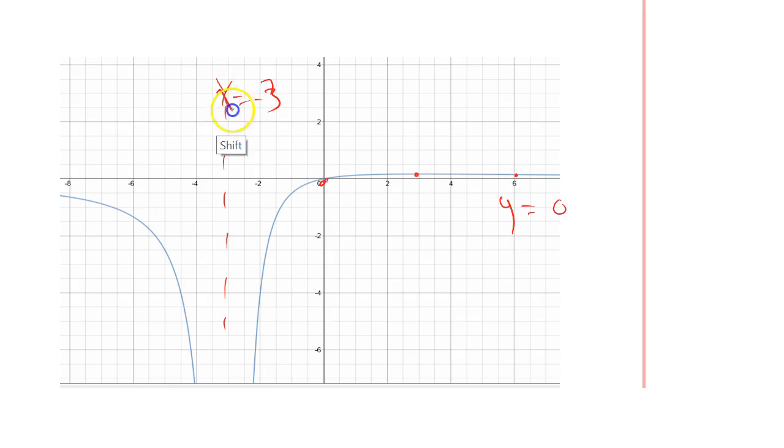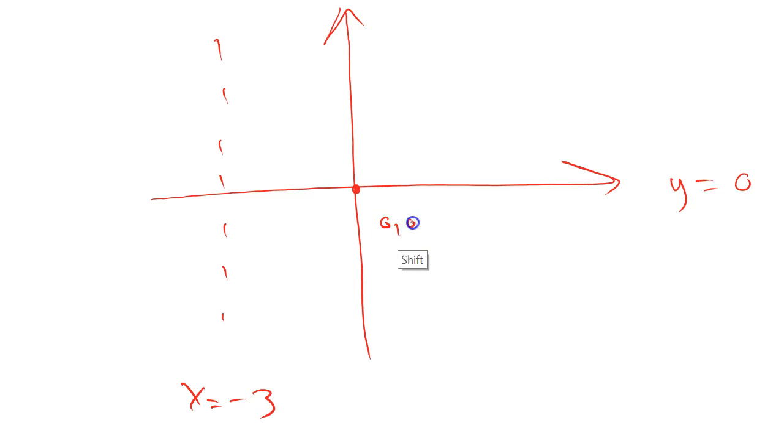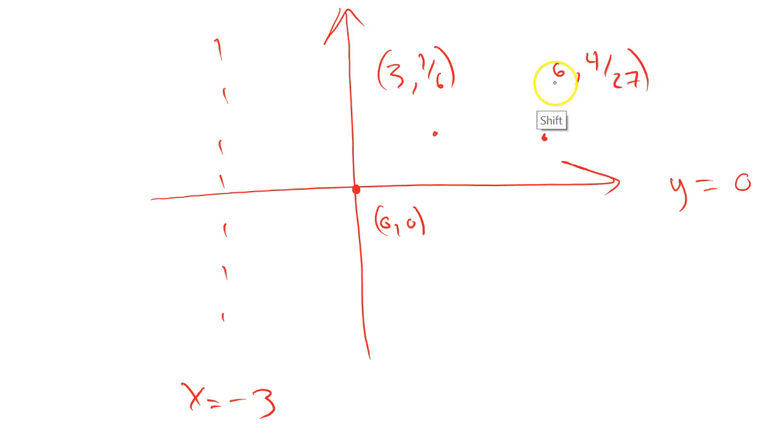Now again, it's very hard to see here, so I'll try to draw a freehand below to give you an idea. The key here is to simply sketch. So I can start off by drawing your x and y intercepts, and you label things. So we know that y equals 0 is your horizontal asymptote, and about here, x equals negative 3 is your vertical asymptote, and we have an intercept right here at 0, 0, and roughly about here we've got 3, 1/6 is a maximum point, and over here we've got 6, 4 over 27, which is an inflection point.